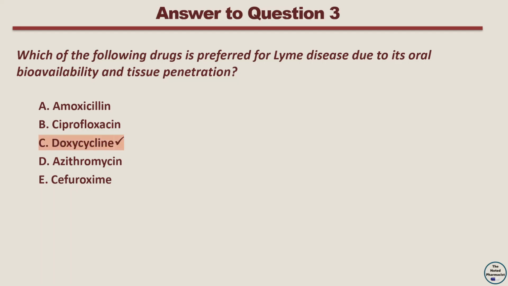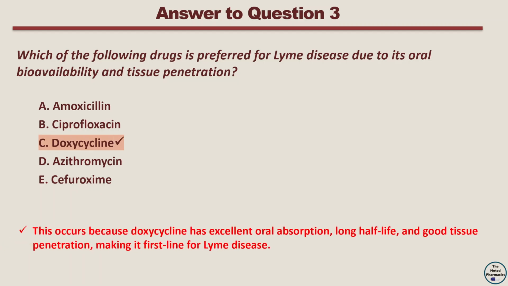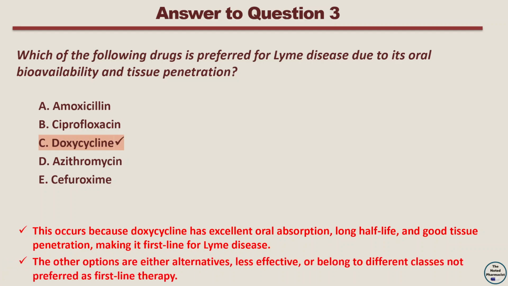The correct answer is Option C. Doxycycline. This occurs because doxycycline has excellent oral absorption, long half-life, and good tissue penetration, making it first line for Lyme disease. The other options are either alternatives, less effective, or belong to different classes not preferred as first-line therapy.